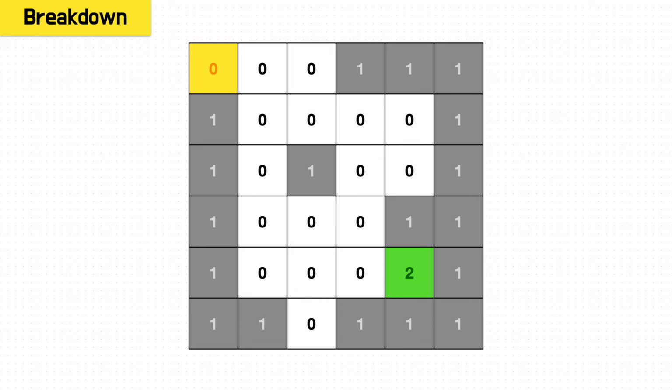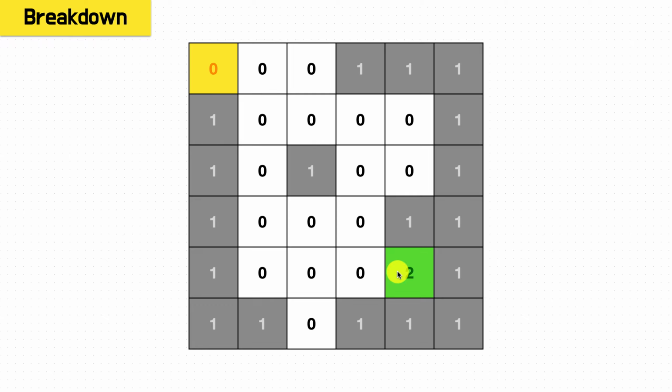So now let's highlight the board to make it a little easier to visualize. This yellow point, 0, 0, is where we start. Then all the zeros are open paths. If we hit a 1, it's a blocked path. And when we find a 2, that means we found the exit and can return true. If we can't reach 2, then we return false.